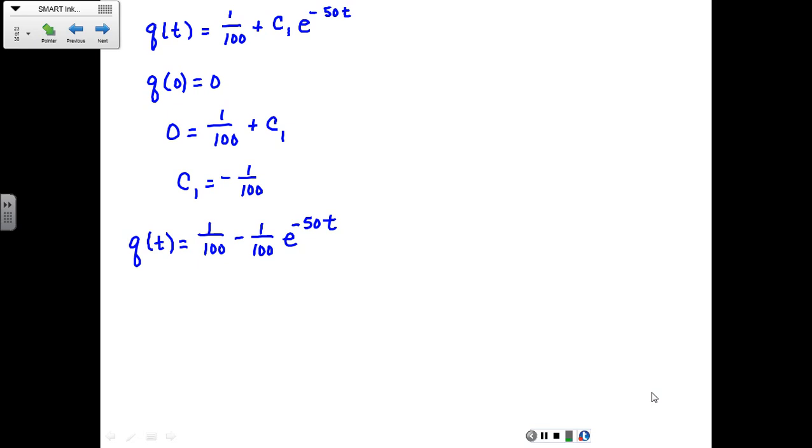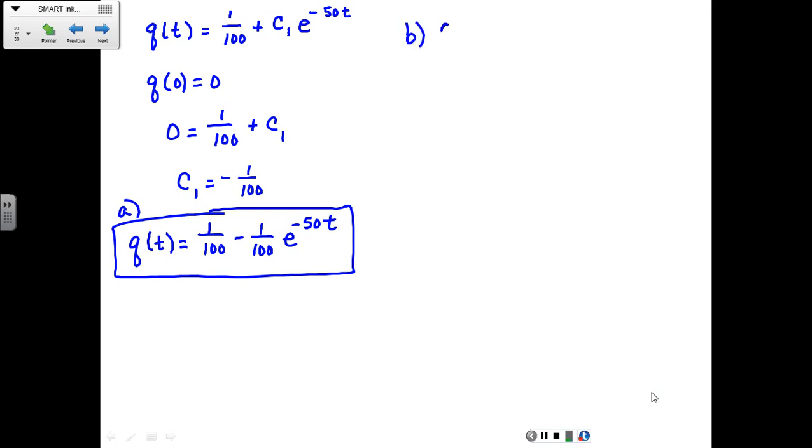Is that all we were supposed to find? Yeah. A part says find the charge Q of t on the capacitor if Q of 0 equals 0. So this is the answer to A part. That's the total answer to A part on that one. Now, if you look at it, B part said find the current, which was given by the function I of t.